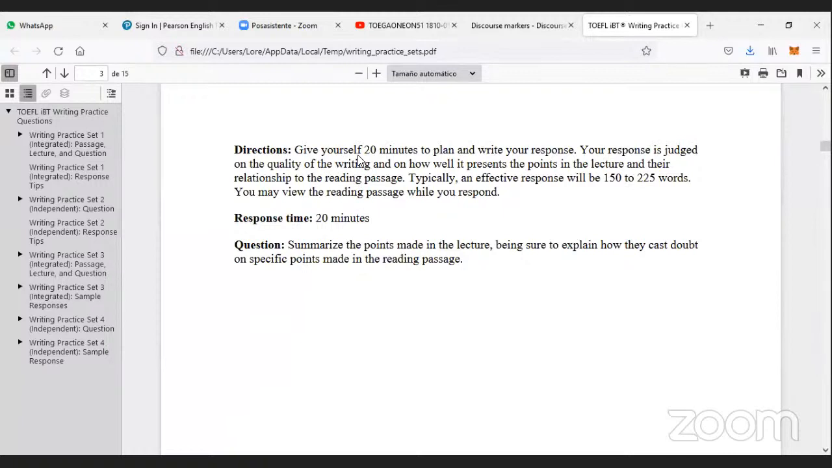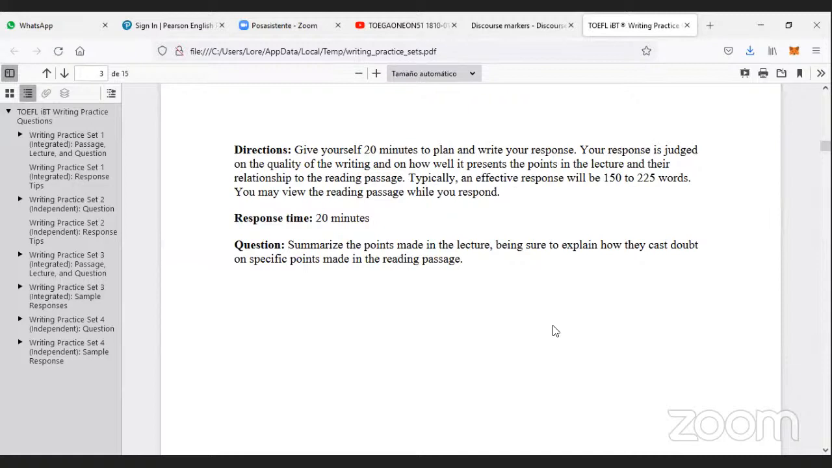So what do you have to do? You have to write your response, and this response has to be 150 to 225 words at least. So what are you going to do? You are going to judge the quality of the writing of the first passage and the second passage, and what you think about it.